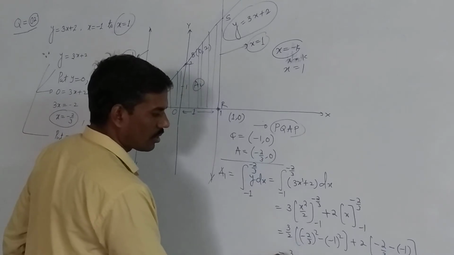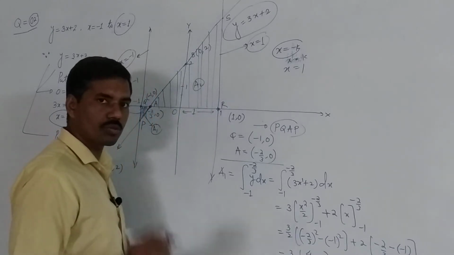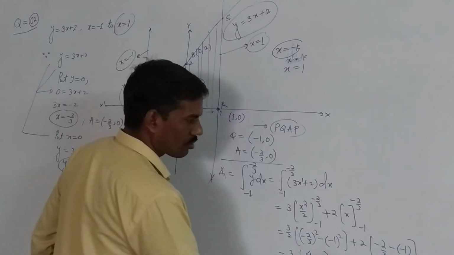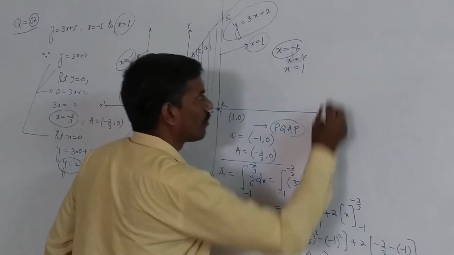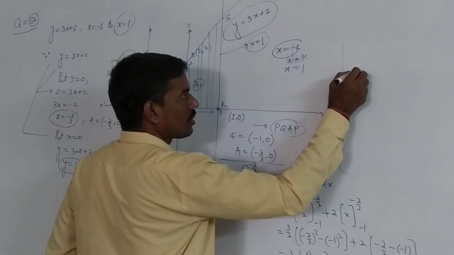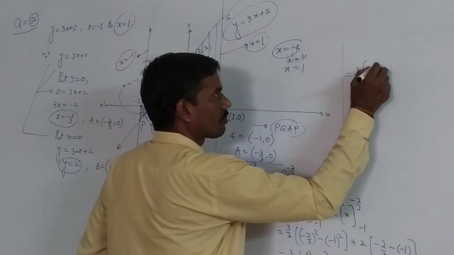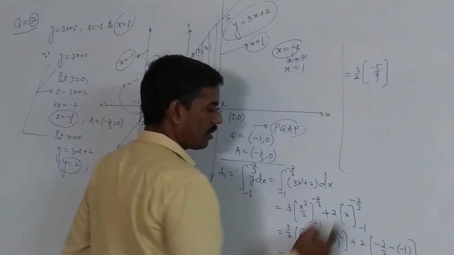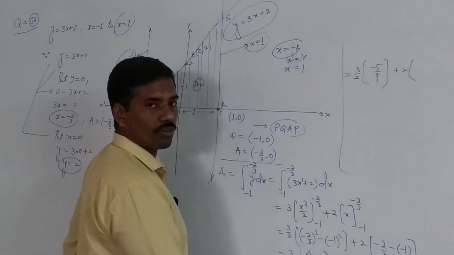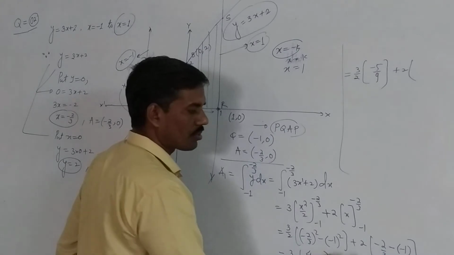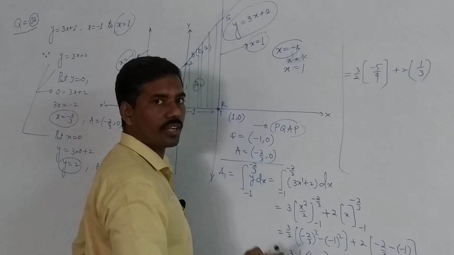This is 3/2 of (4/9 minus 1), plus 2 times (-2/3 plus 1). This is equal to 3/2 times, 9 ones are 9, 4 minus 9, that is -5/9, plus 2 times, after cross multiplication, -2 plus 3, that is 1/3.